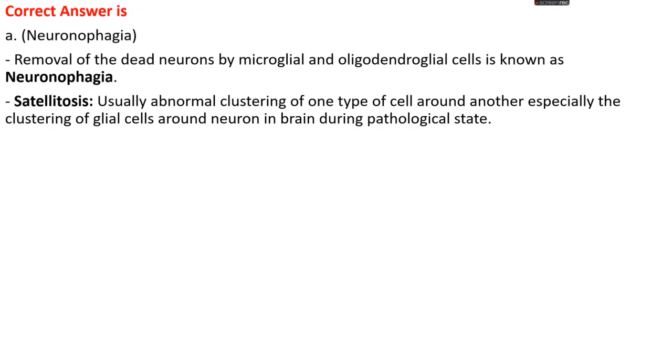Removal of the dead neuron by microglial and oligodendroglial cells is known as neuronophagia, while satellitosis is an abnormal clustering of one type of cells around another, especially clustering of glial cells around neurons in the brain during a pathological state, which is known as satellitosis.